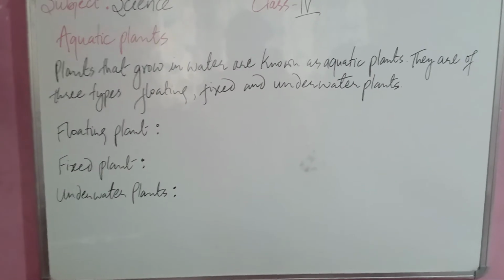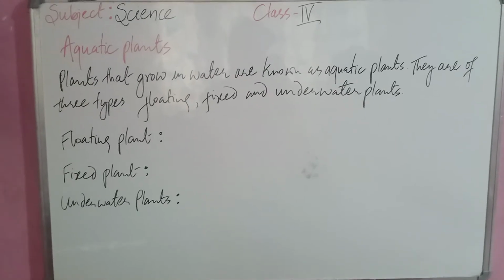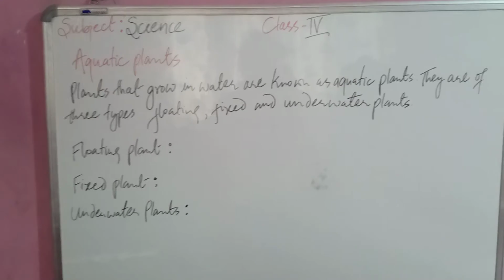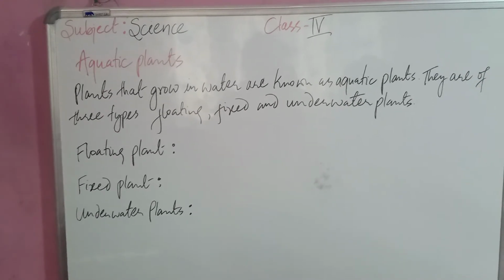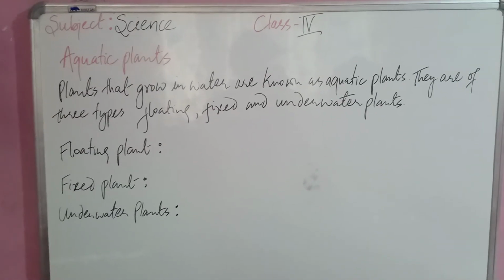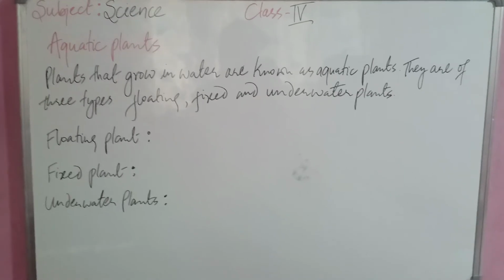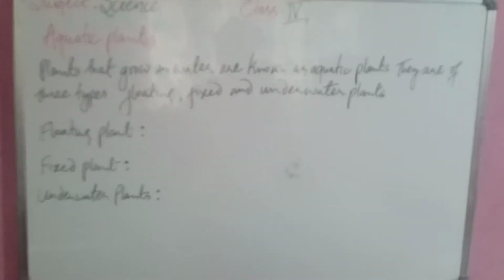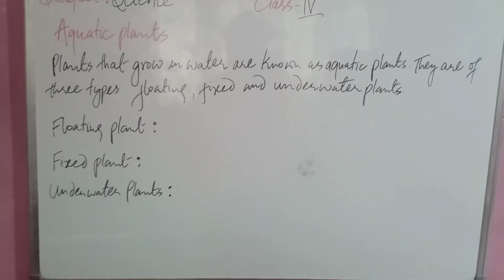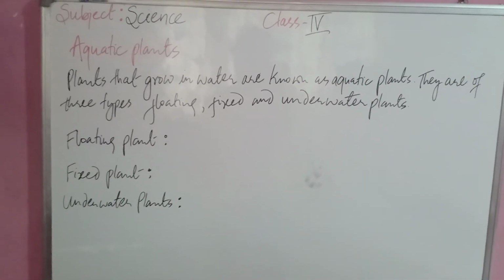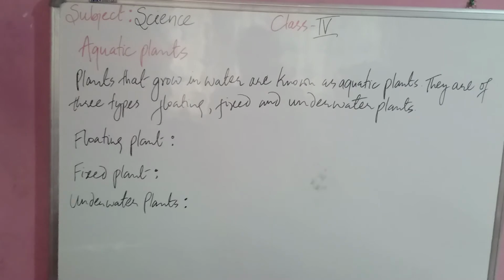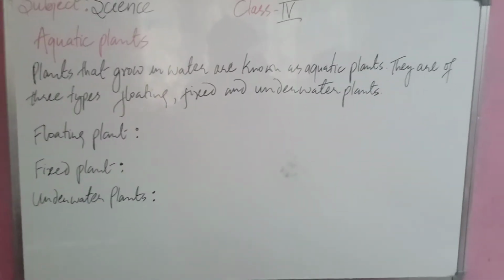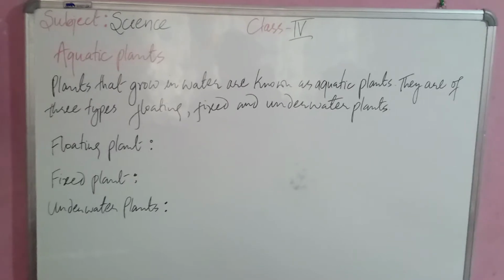The stems of floating plants are light and spongy so that they can float on water. Duckweed and water hyacinth are examples of floating plants. So they are light and spongy so that they can float on the water. They are usually found on the water, above the water.